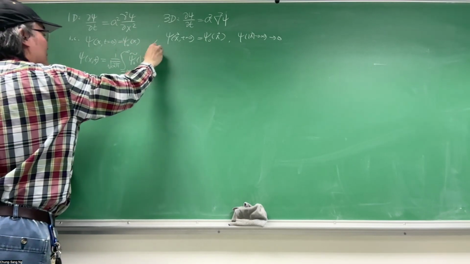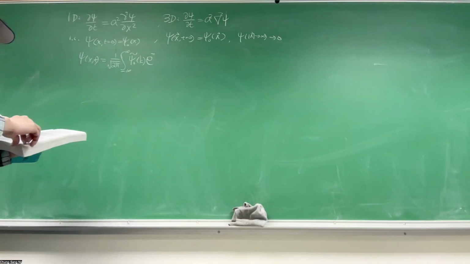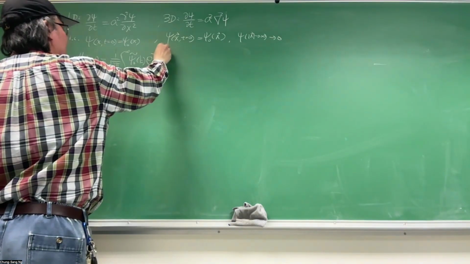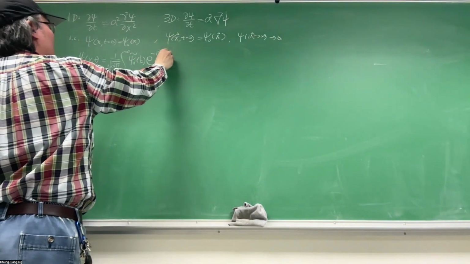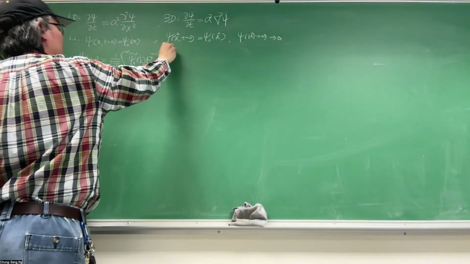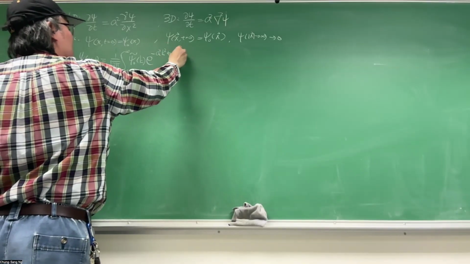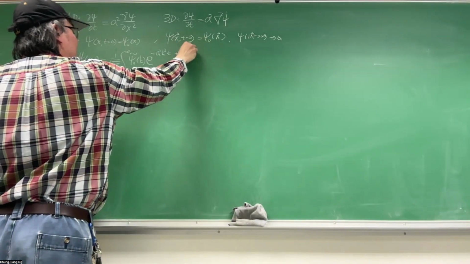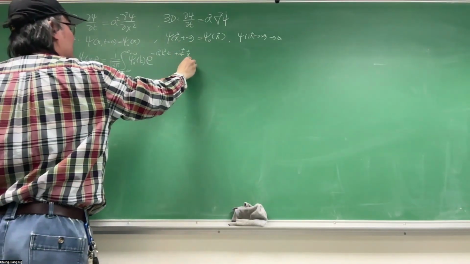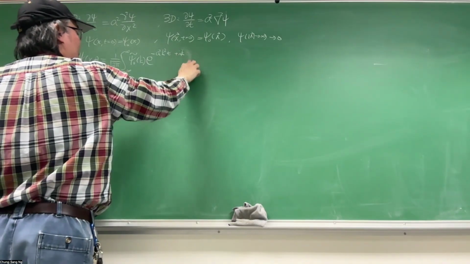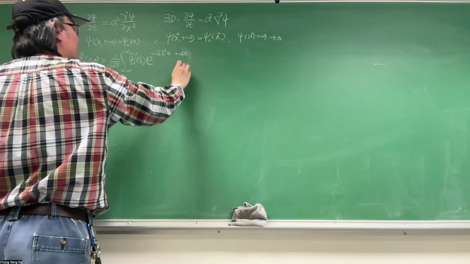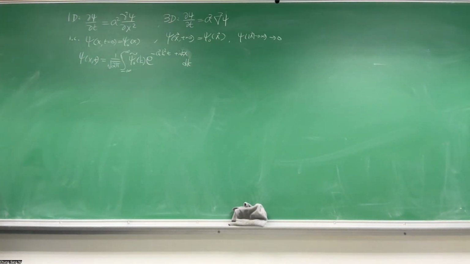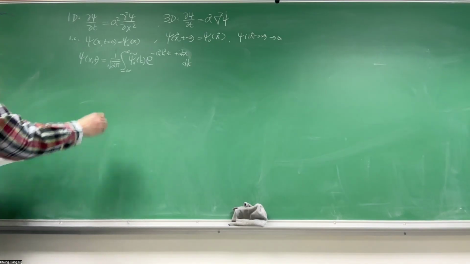And then e to the minus, you have the decay, which depends on the diffusion coefficient and k squared t. And then you have the usual Fourier transform phase factor i k dot x. Actually, the 1D problem is just kx.